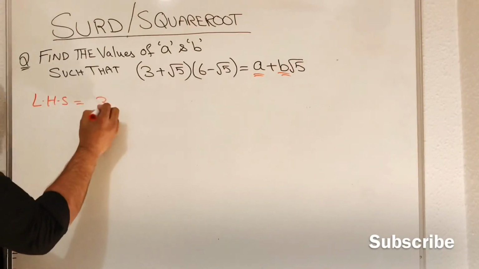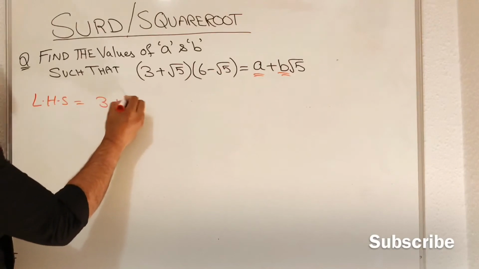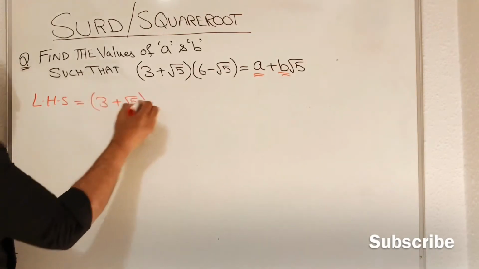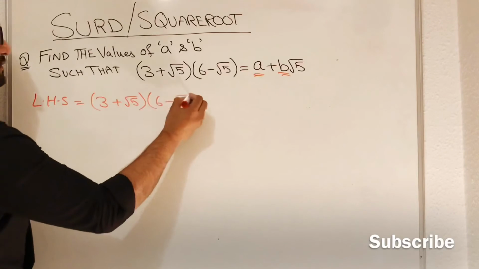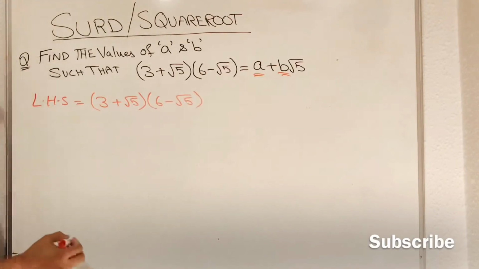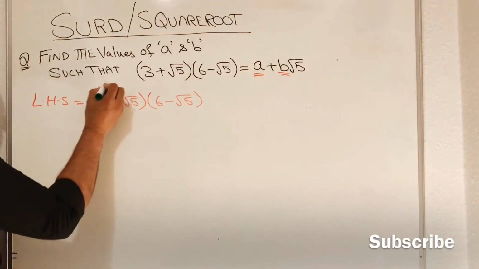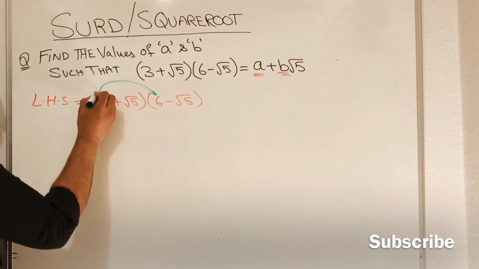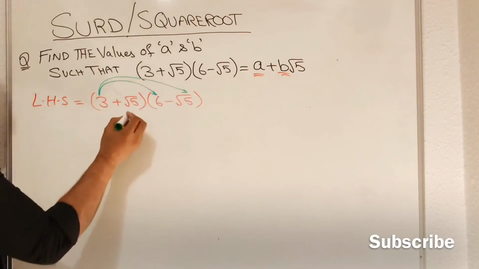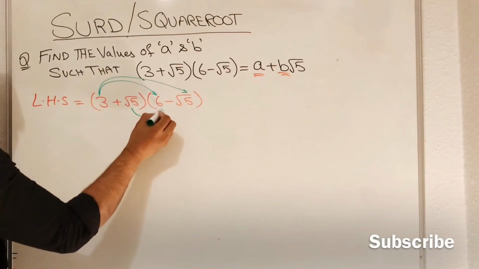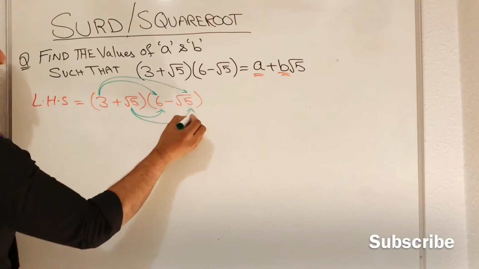So there's 2 brackets, 3 add square root 5, 6 minus square root 5. So now how to multiply these brackets? As you know, the first value will multiply with the first, and the first multiply with the second, and the second multiply first, and second multiply second.